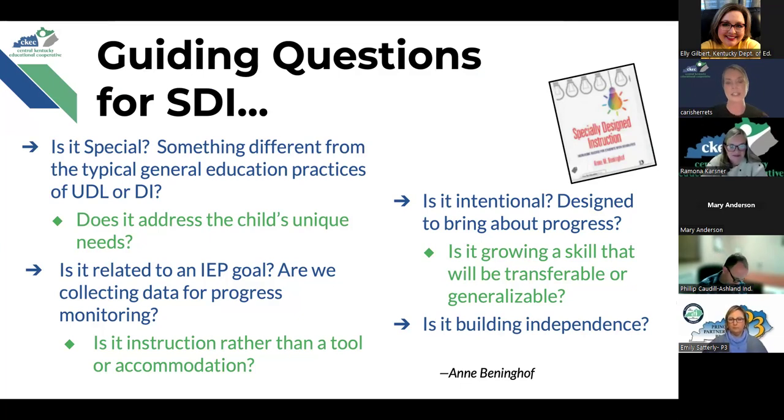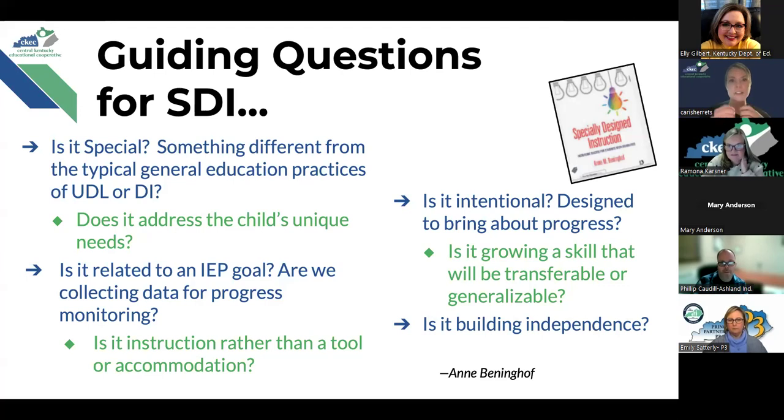So we encourage teachers and administrators, when they have those conversations around students with IEPs, to ask things like this. Is this student getting something special? Are they getting something different from the typical gen ed practices of the universal design or differentiated instruction? I watched a webinar with Marilyn Friend, and she said they should be getting something different than just good teaching. This specially designed instruction, is it addressing the child's unique needs?